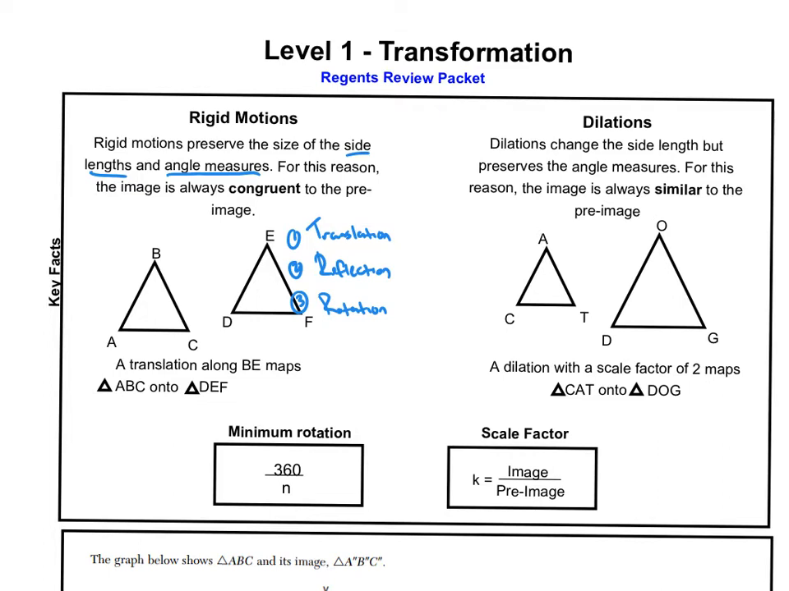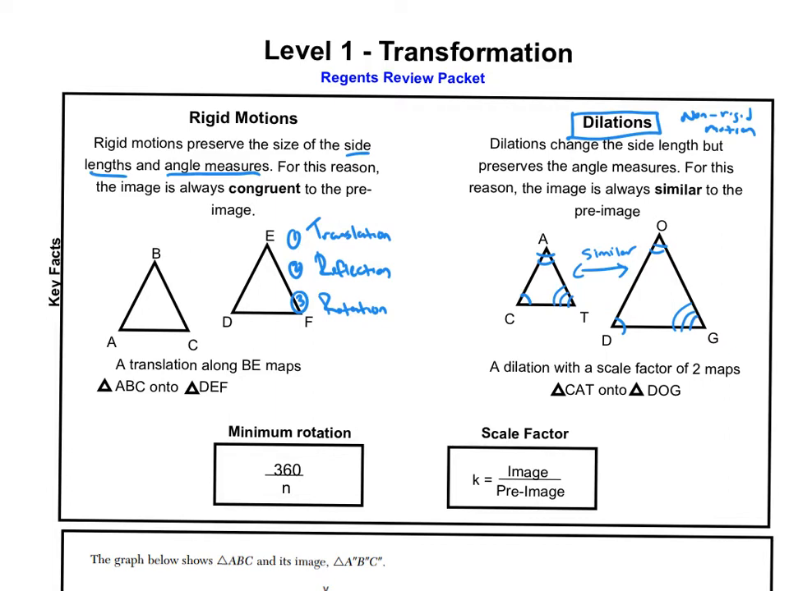Now, non-rigid motions, we only learned about one, and that's a dilation. Dilations are non-rigid motions. And remember, while they do not preserve the side length, they do preserve angle measures. So we do know the angle stays the same when we dilate something. So we get similar figures. So these two triangles would be similar. Remember, angle similarity, but they would not be congruent. So, rigid motions, non-rigid motions, those are big concepts.